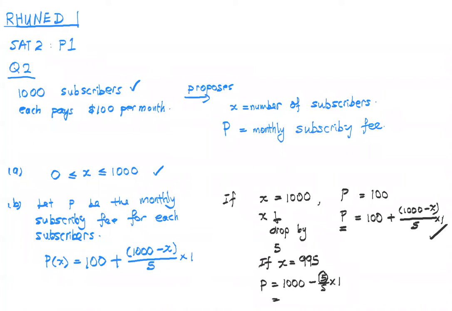So from there, you simplify it. It will be 100 plus 1,000 divided by 5, take away X divided by 5. So you got the answer as 300 minus X over 5. Am I right? Okay, so that is done for your part B. So you see there is a 300 there.